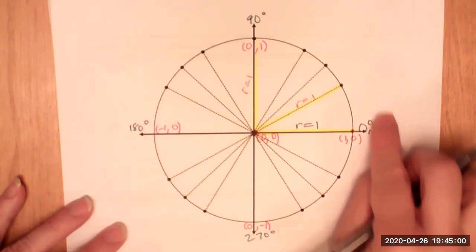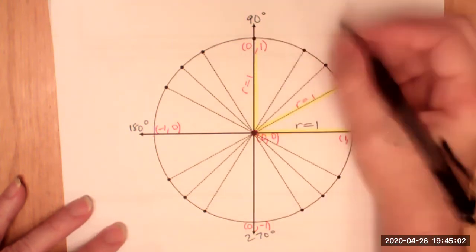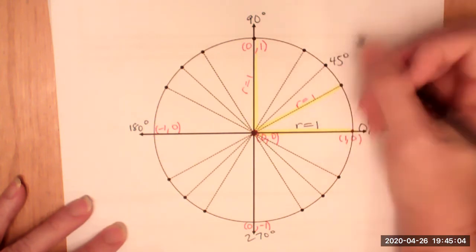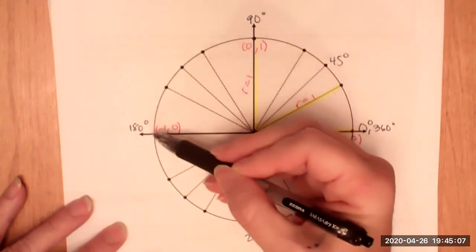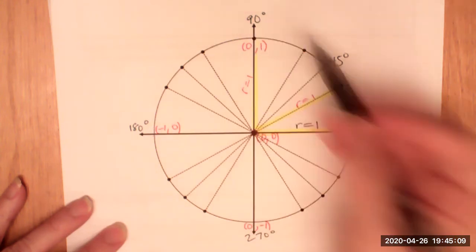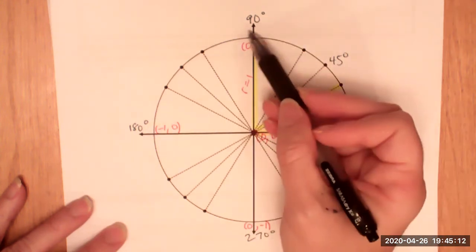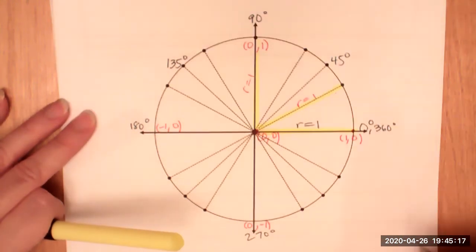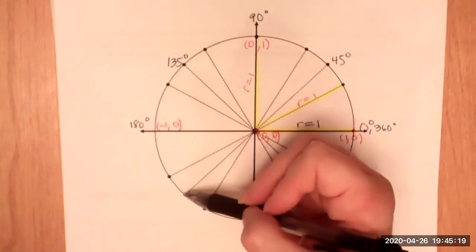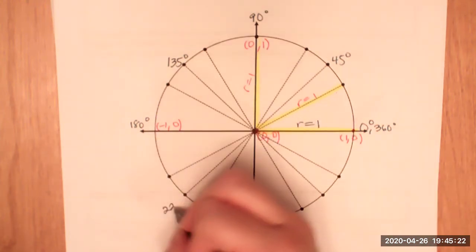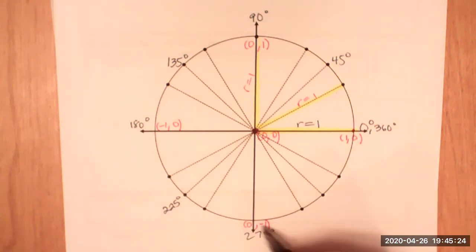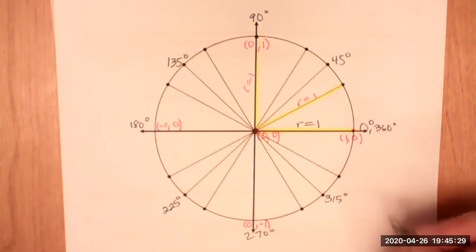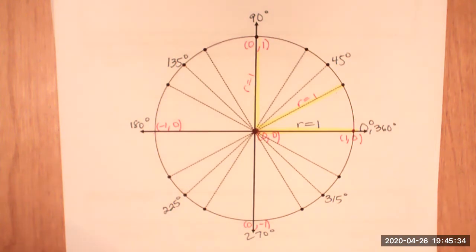Now, halfway between 0 and 90, we're going to be at 45 degrees. Halfway between 90 and 180, if we recognize halfway is 45 degrees, if we add 90 plus 45, we'll get 135 degrees. Adding 180 and 45, we'll get 225 degrees. And adding 270 and 45, we will get 315 degrees. Let's do now multiples of 60 degrees.